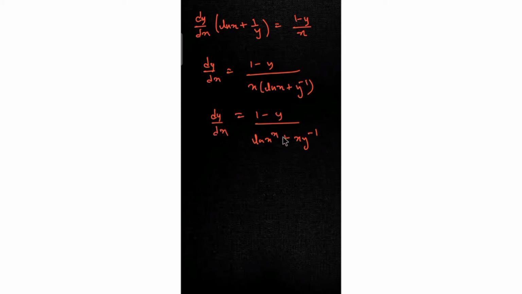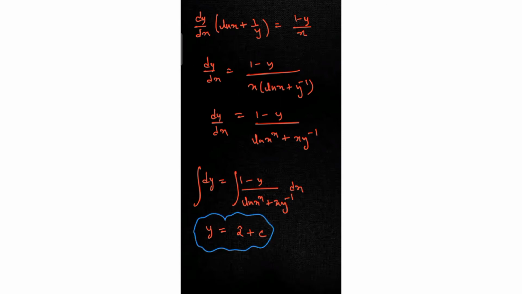And now if I just send this dx and integrate, that is dy is equal to 1 minus y divided by ln x power x plus x y inverse dx. So if I just integrate, this would be my complete I. Fine. So that is y is equal to I plus c. For this, the constant here is c. So this is how I'm going to get my y is equal to I plus c.